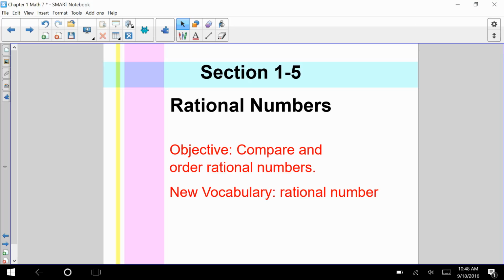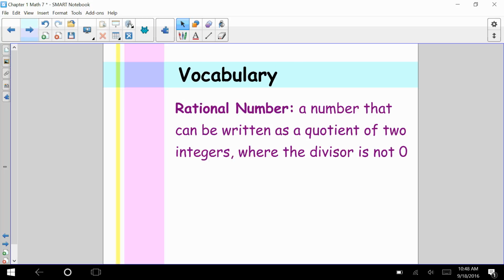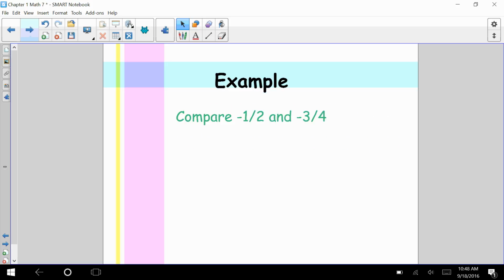Rational numbers. Our objective today is to compare and order rational numbers. Our only new vocabulary is rational number. A rational number is a number that can be written as a quotient of two integers, where the divisor is not 0. Quite simply, this is a number that can be written as a fraction. This includes fractions, integers, terminating decimals, and repeating decimals.